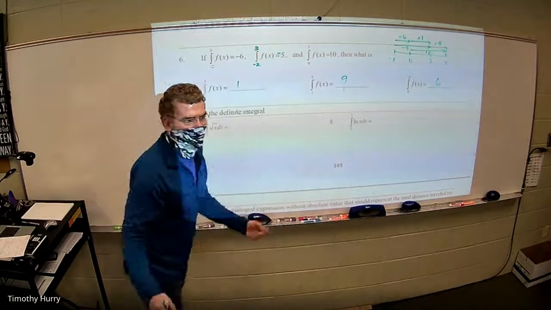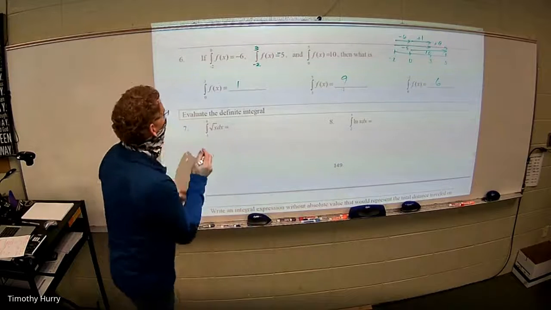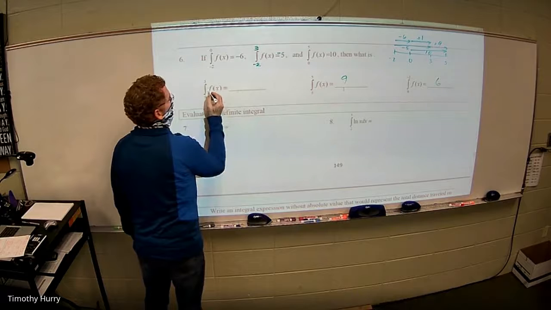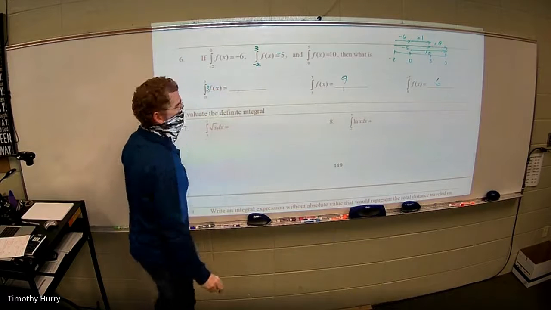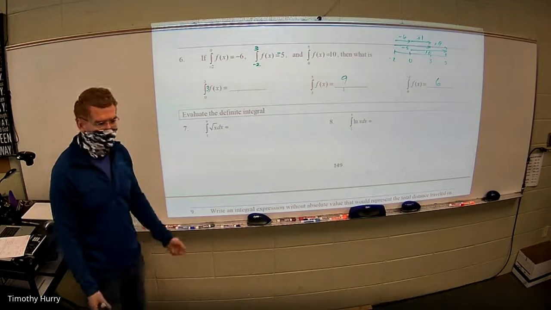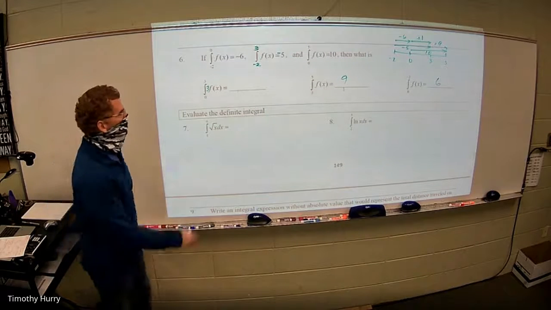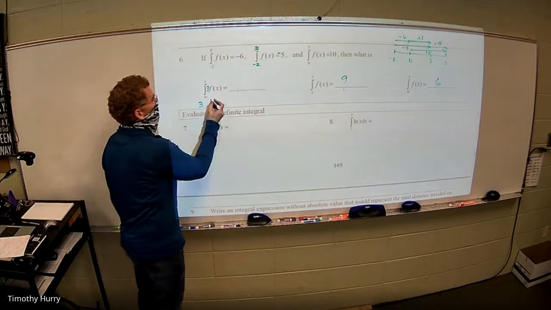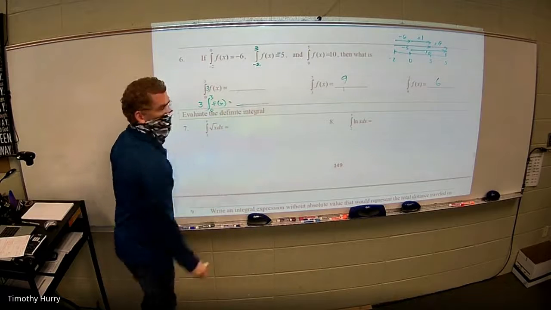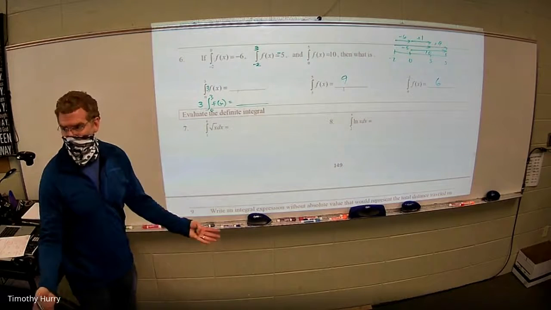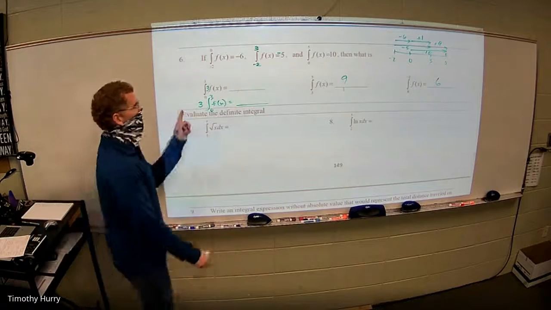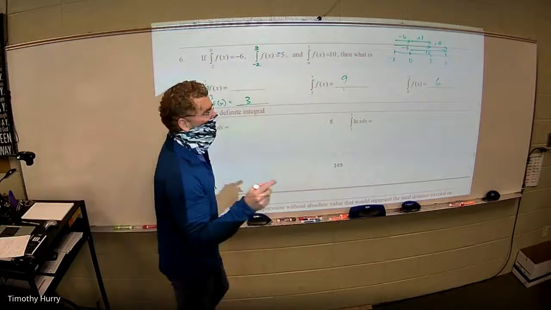Now, let me throw you a curveball, it's not on here. What would happen if I made this 3f of x? It's not a huge curveball, but what could you do? Couldn't you factor the 3 out? Right? Is that a big deal? Okay, if I factor the 3 out, 0 to 3 is 1 times 3.